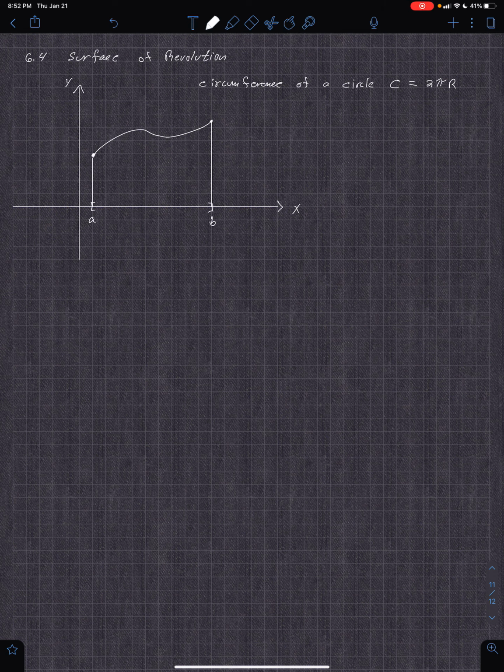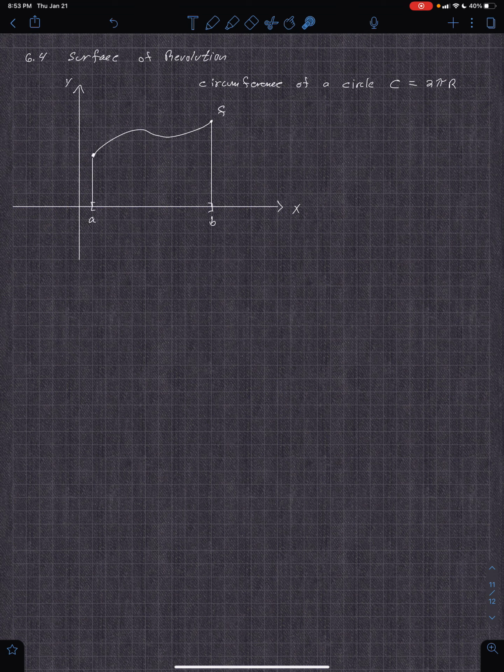So suppose you have this graph. This is your function f. And we're going to take this and revolve it around, say, that axis. But we're not looking at the volume of it. We are just looking at the surface area. So the figure looks the same, but just the outside.